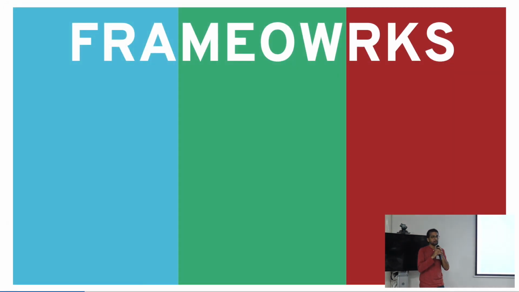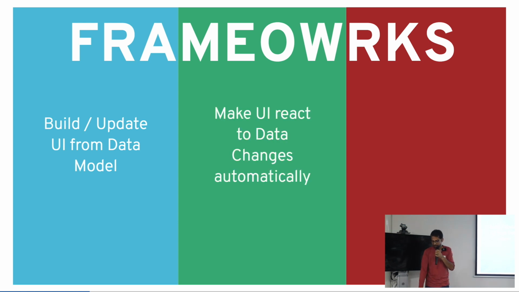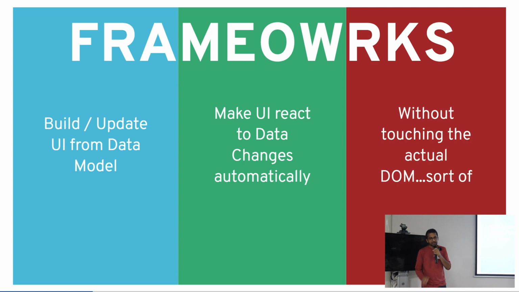The thing is that all these frameworks, be it React, Vue, or Angular, allow us to build or update our UI from a data model. They also make our UIs react to data model changes. For example, in Twitter, when we set isFollowing to true, the UI changed to reflect that. And they let us do all of this without touching the actual DOM, sort of. For the most part, they don't let us touch it, or they say it's a bad thing to do, but you can still do it. So the thing is, how do they do it?